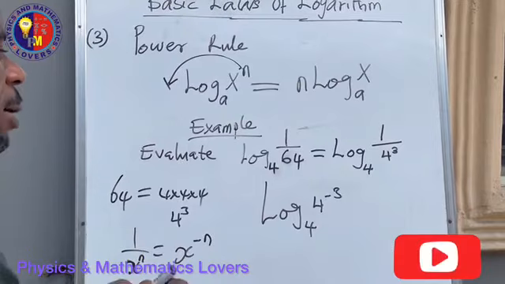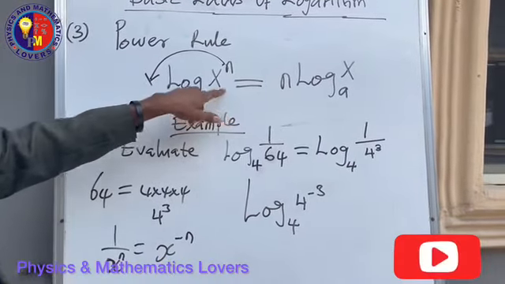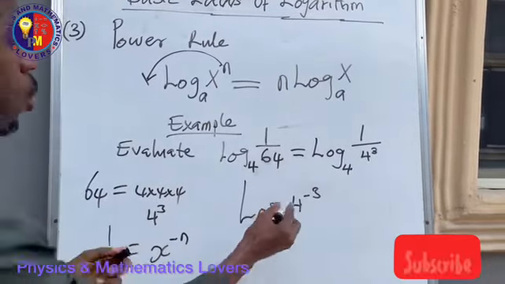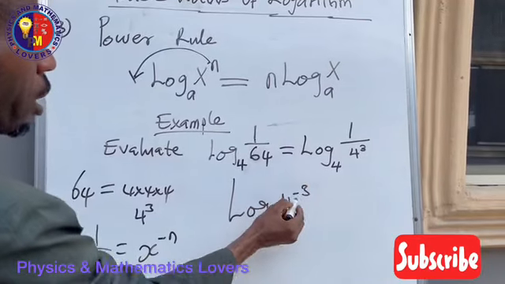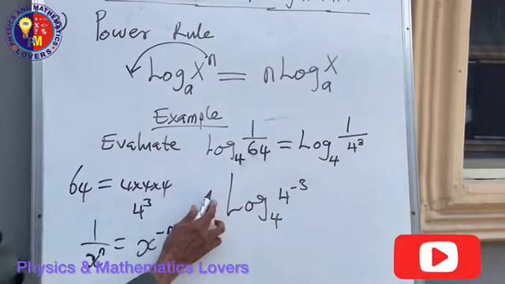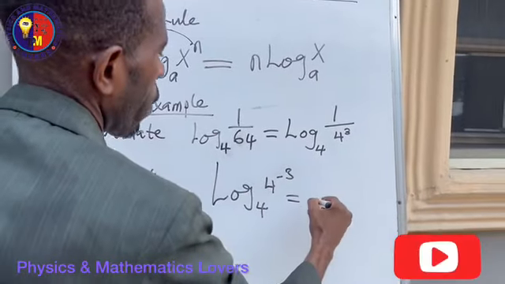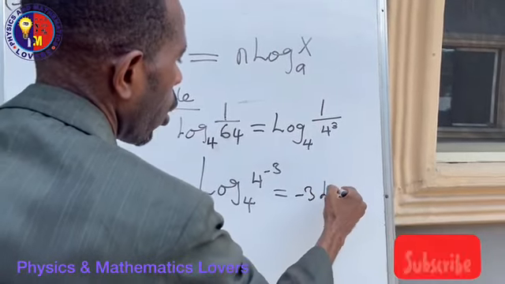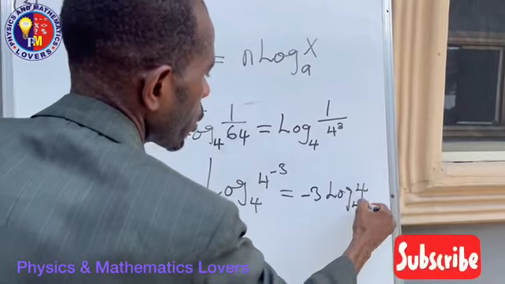Now you can remember our law that says I will use this exponent of this number to multiply the log of this, which will now give me minus 3 log 4 to base 4.